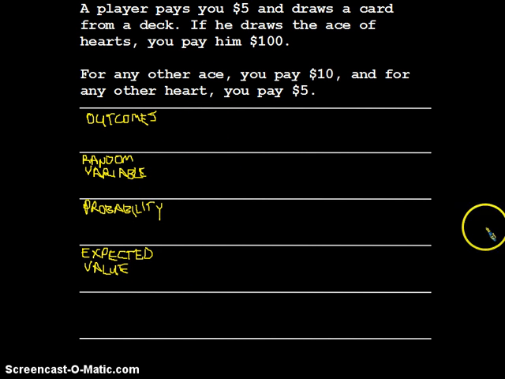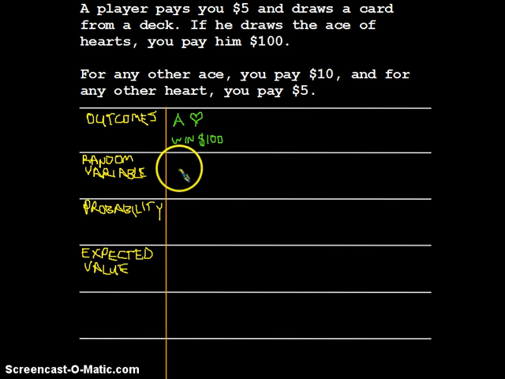Now let's go ahead and take a look at some of these concepts right now. First, let's fill in this row of possible outcomes. One of the outcomes that we'll see here is the possibility that we win $100. That occurs when we draw an ace of hearts. So let's say that an ace of hearts is drawn. And if that happens, you win $100.